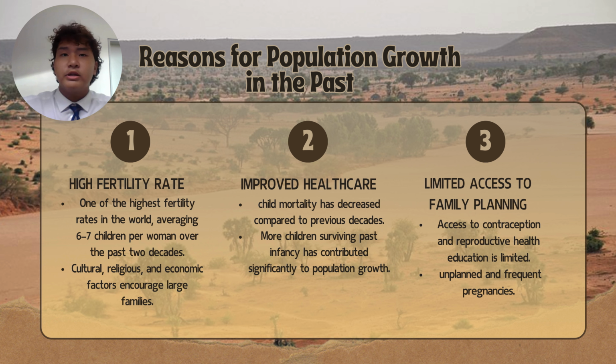And third, there's limited access to family planning in Niger. Many people don't have access to contraception or proper reproductive health education, which results in unplanned and frequent pregnancies. Together, these three factors explain why Niger's population has grown rapidly in the past.